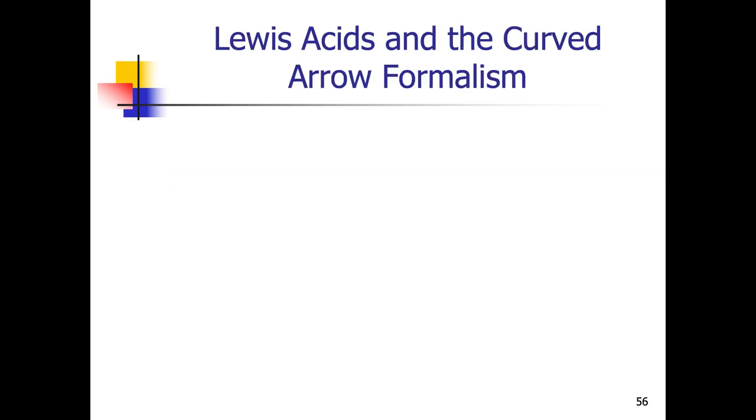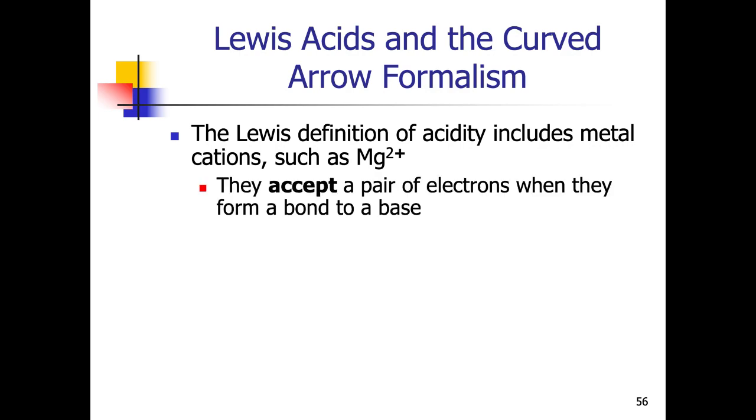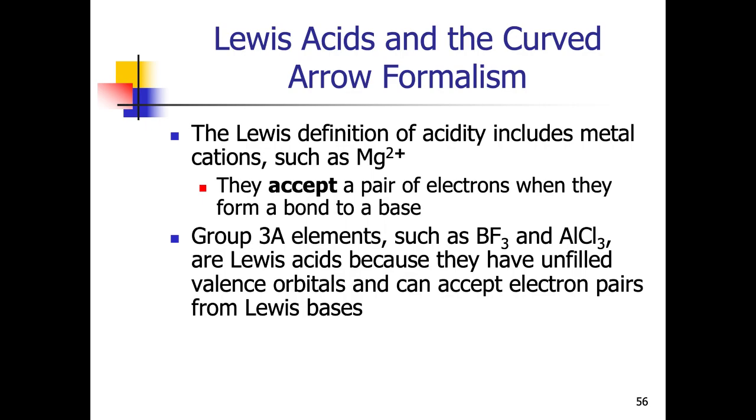Lewis acids and the curved arrow formalism. The Lewis definition of acidity includes metal cations, such as magnesium 2+. They accept a pair of electrons when they form a bond to a base. Group 3A elements, such as boron trifluoride and aluminum chloride, are Lewis acids because they have unfilled valence orbitals and can accept electron pairs from Lewis bases.